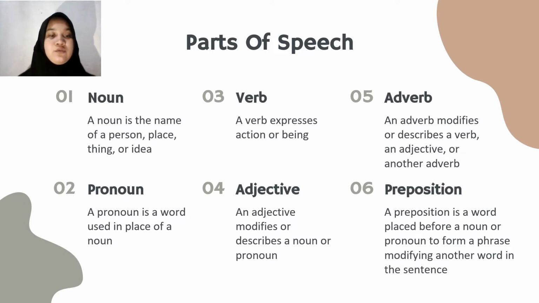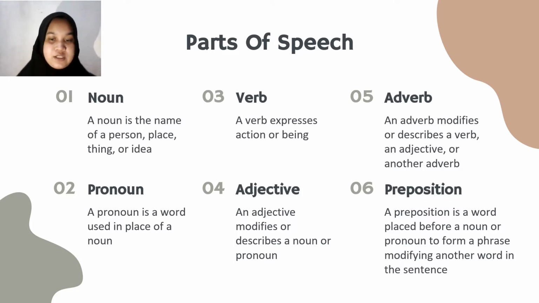1. Noun. A noun is the name of a person, place, thing, or idea. 2. Pronoun. A pronoun is a word used in the place of a noun. 3. Verb. A verb expresses action or being. 4. Adjective. An adjective modifies or describes a noun or pronoun. 5. Adverb. An adverb modifies or describes a verb, an adjective, or another adverb.